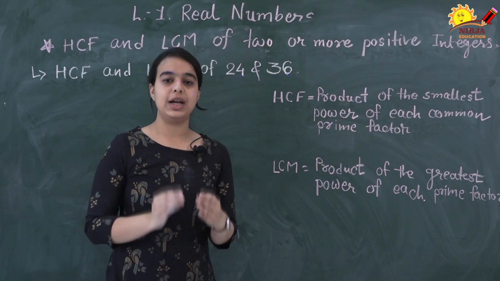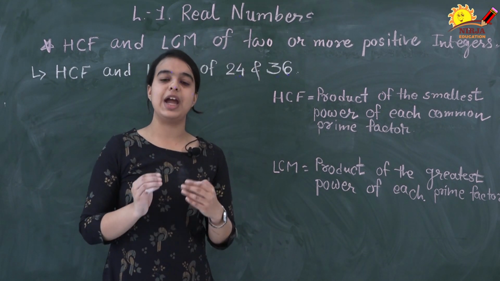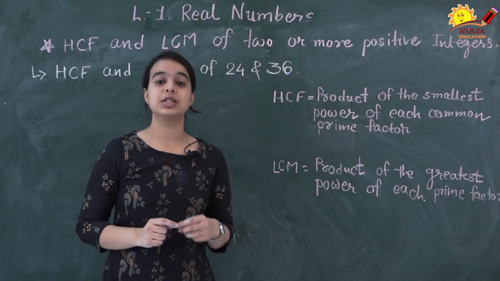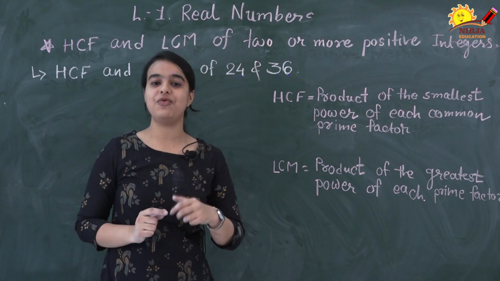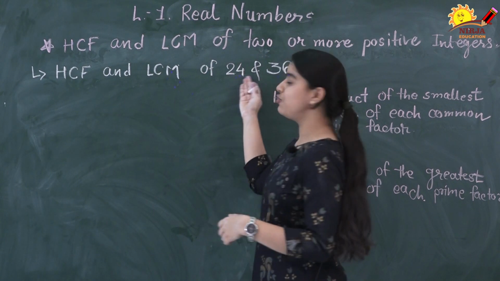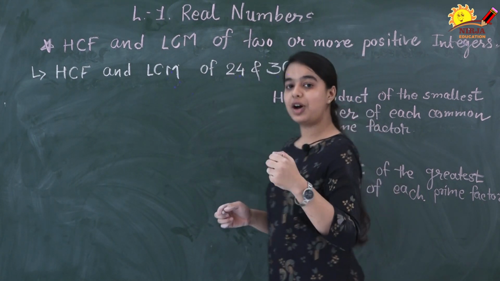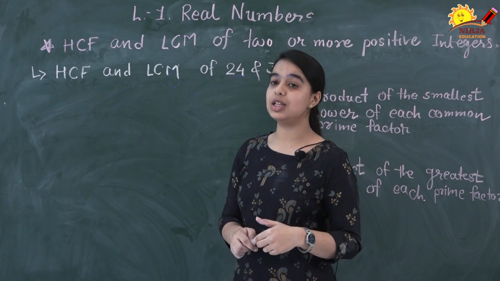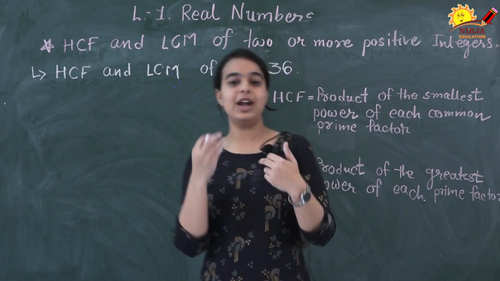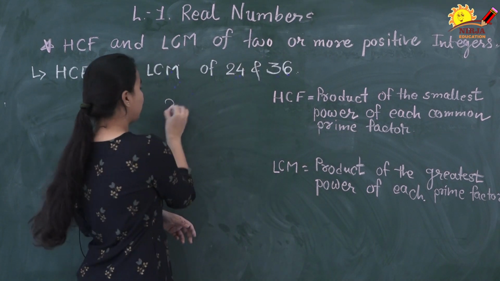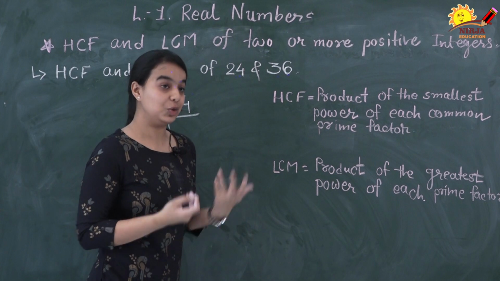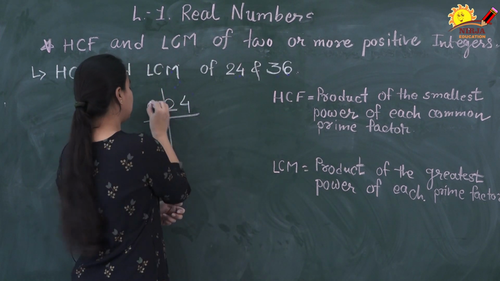If you want to find the HCF and LCM of any positive integers by this method, the first step you need to follow is to find the prime factors of the given integers. Here we have been given 24 and 36. So the first task is to find the prime factors of 24 and 36. Now you all know how to do the prime factorization, right? So let's do it quickly.